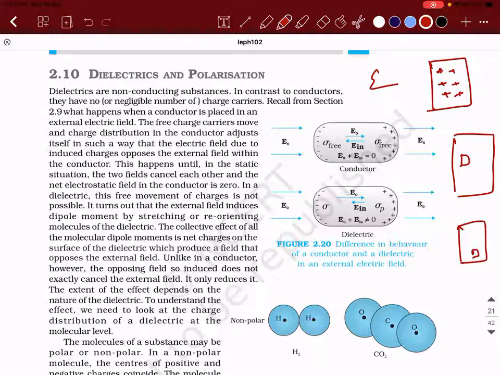Now think of this concept. If there is a dielectric, for example, your paper, the paper on which you are writing is a dielectric actually. If you try to give charge to that paper, do you think it is going to exist for a longer duration?